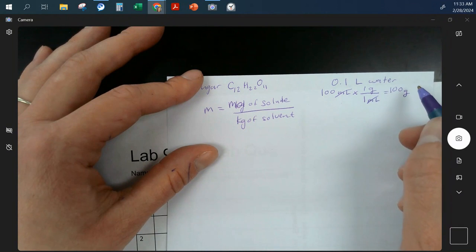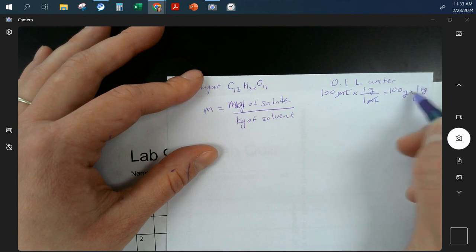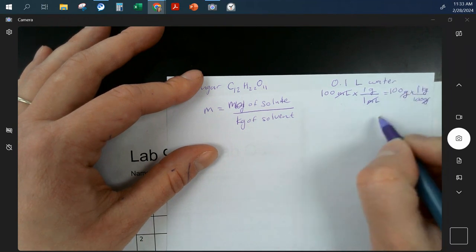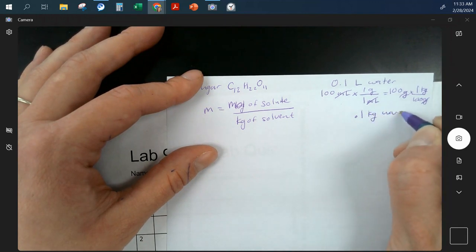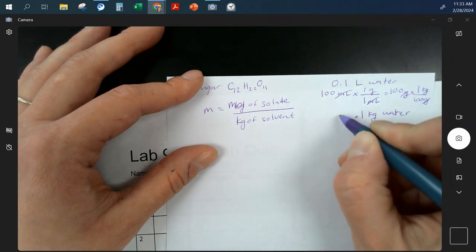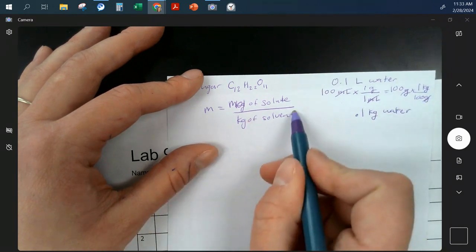Then we need to convert to kilograms. So I'm going to divide by 1,000. So 1,000 grams for 1 kilogram. Grams cancels, and we'll get 0.1 kilograms of water. So that is the bottom value.